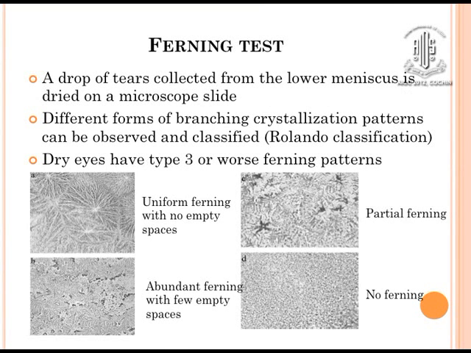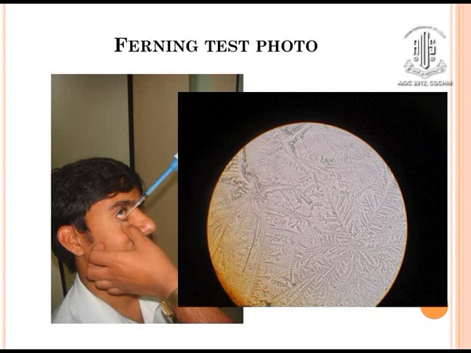The other test which we can take the help of the laboratory for is the mucus ferning test. Here you need to collect the lower meniscus tears with the help of a micropipette, place it on a glass slide, allow it to dry, and observe under the microscope. You will be able to see these ferns. So this indicates normal mucin content of the tears.